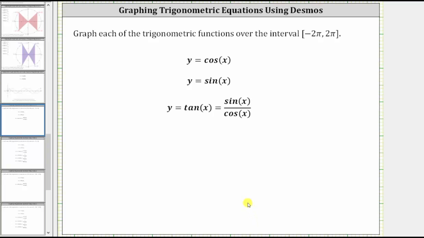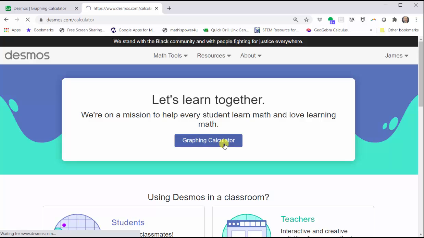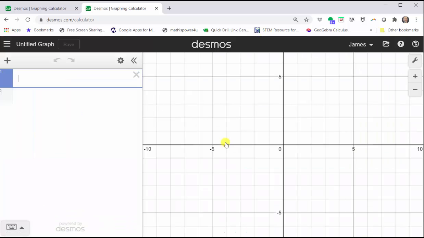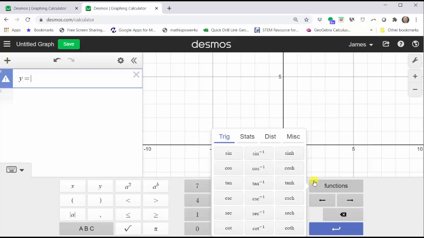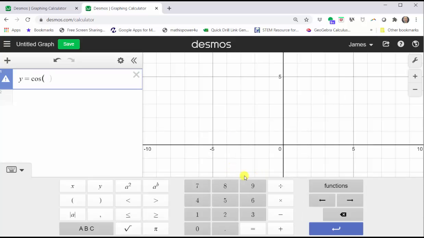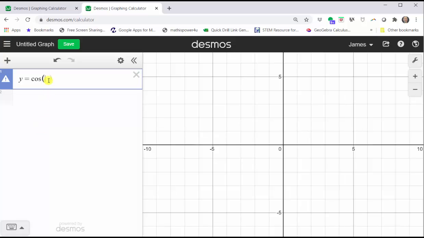To begin, we go to Desmos.com and click Graphing Calculator. In cell 1, we enter y equals. For cosine, we can type in COS or click on the Show Keypad button, click Functions. Under Trig, we can find the cosine, sine, and tangent functions. I'm going to go ahead and click COS for cosine, close the keyboard, and type in x. Notice how the graph automatically appears on the right.